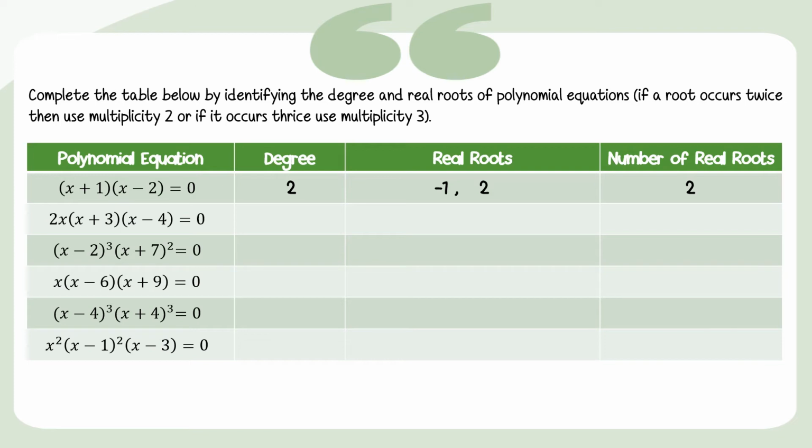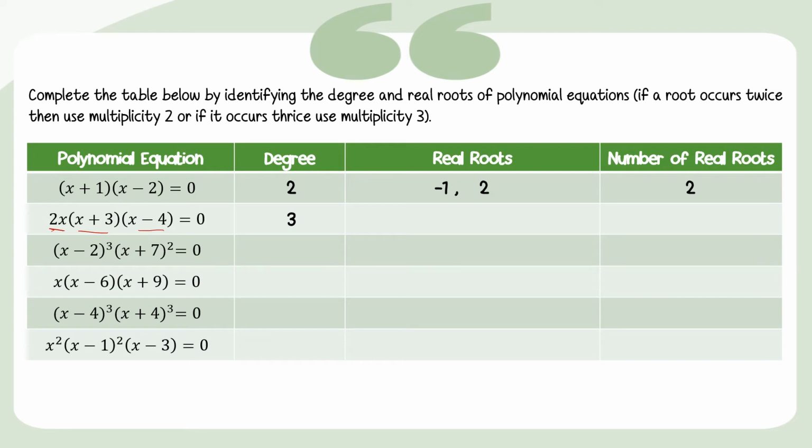Next, anong degree? 3. Paano ba nalalaman yun kapag naka-factor form? So, kung ilang group? This is 1, 2, 3. So, we have degree 3. This is a polynomial of degree 3. Cubic. What are the real roots?